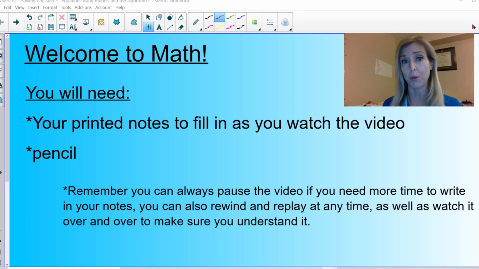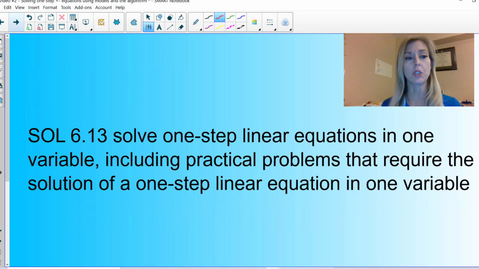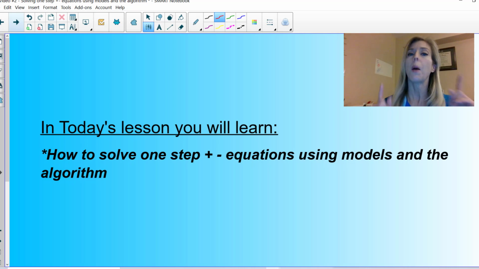Okay? And today we are going to talk about Standard 6.13, solving one-step linear equations in one variable, including practical problems that require the solution of a one-step linear equation in one variable. But today, we are going to focus on how to solve one-step adding and subtracting equations using models and then being able to write it algebraically or using the algorithm. So, let's get started.